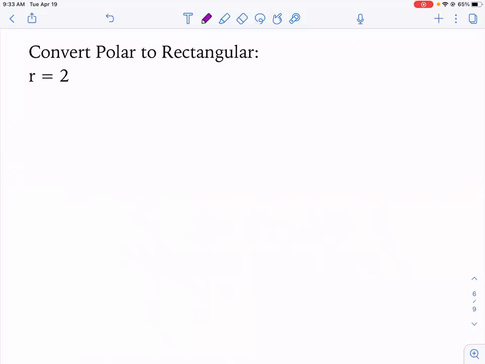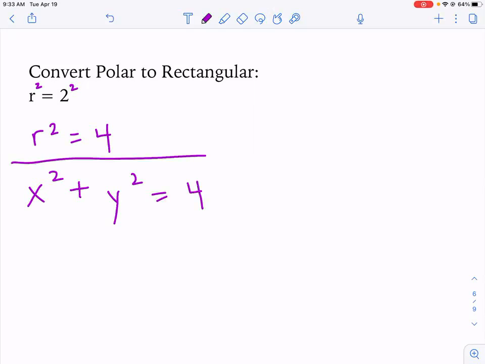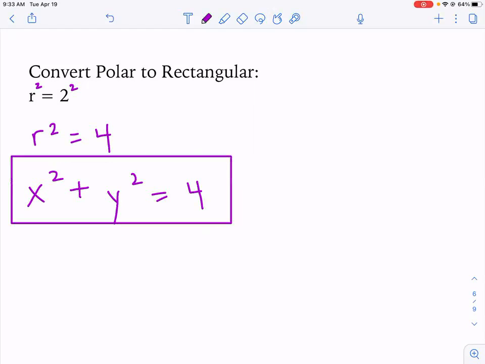Okay, so this is what we can do. Are we allowed to square both sides of an equation? So now I have R squared equals 4. Do we know what R squared is the same as? Which is totally a circle with radius 2. There we go. Good.